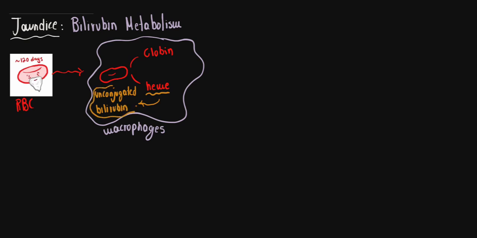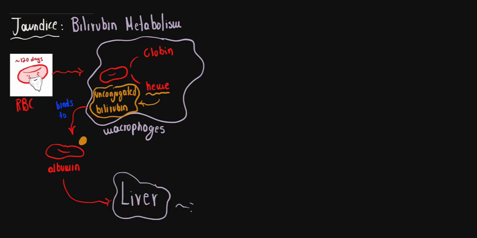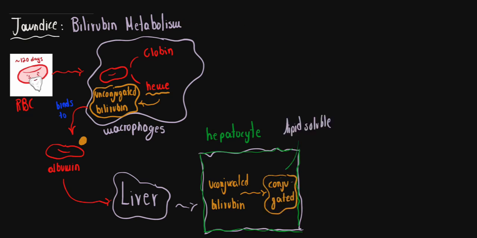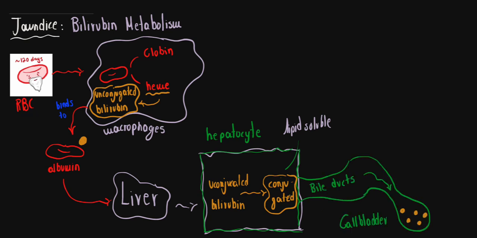Unconjugated bilirubin, which is produced by, again, the metabolism of heme from red blood cells, goes ahead and binds to albumin and is transported into the liver. At the liver, unconjugated bilirubin enters a hepatocyte. So let's say that this is, for example, a hepatocyte. Inside the hepatocytes, unconjugated bilirubin becomes conjugated. Conjugated bilirubin is actually lipid soluble, and is excreted into the bile ducts and the gallbladder. So conjugated bilirubin rests in the gallbladder as bile and is excreted into the intestines.